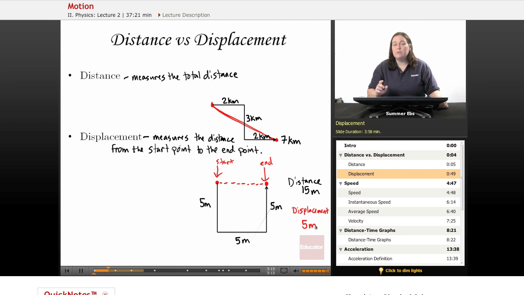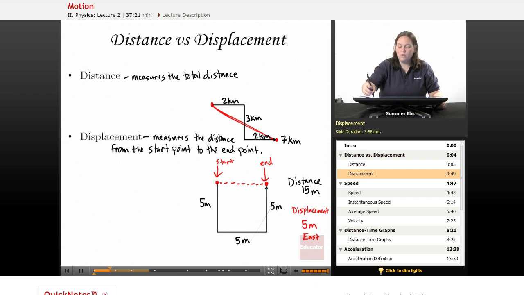Now you have to add a direction. So you're telling where they've moved from the start point. So if it's from the start to the right there, we'll say that that's going to be to the east. So 5 meters east is the displacement of that turtle on the walk.